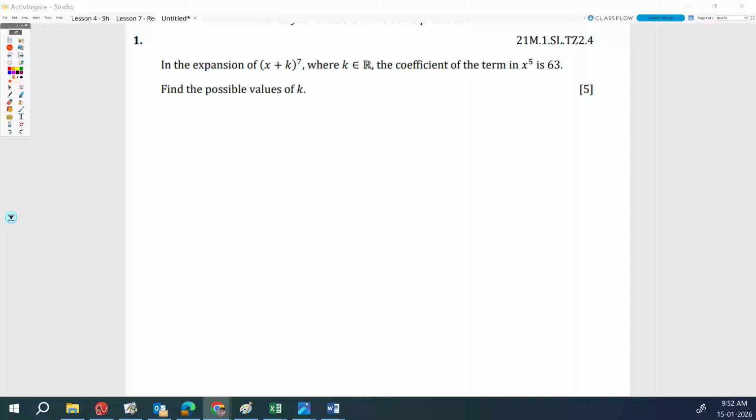Okay, so we're going to have a go at solving a few AASL questions which are familiar to us from our course for IM3. Our first one here is a typical question we might get asked on our exam. In the expansion of (x + k)^7, the coefficient of the term in x^5 is 63. Find the possible values for k.